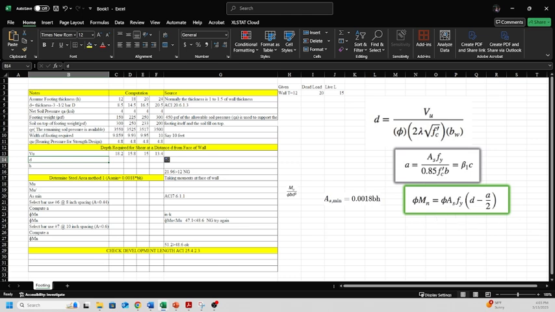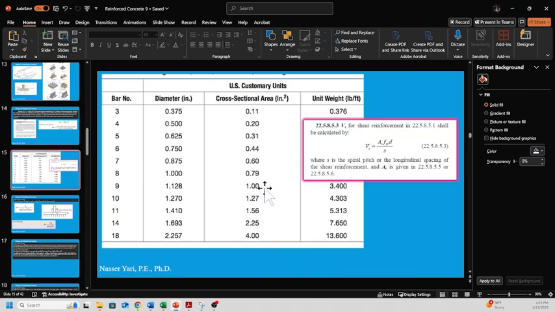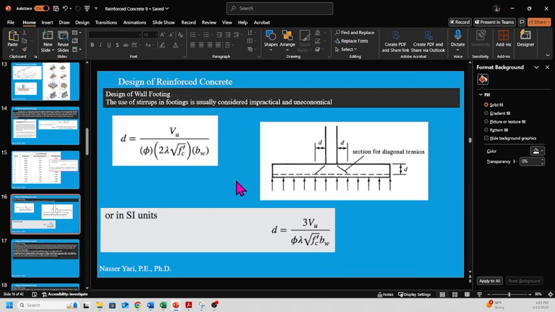Let me go to the PowerPoint, show you where D comes from. We're going to use this equation. There's an equation someplace. Right here. We're going to use this equation for D. That's per ACI. So let's go ahead and plug that equation in. Actually, it was in the spreadsheet too.